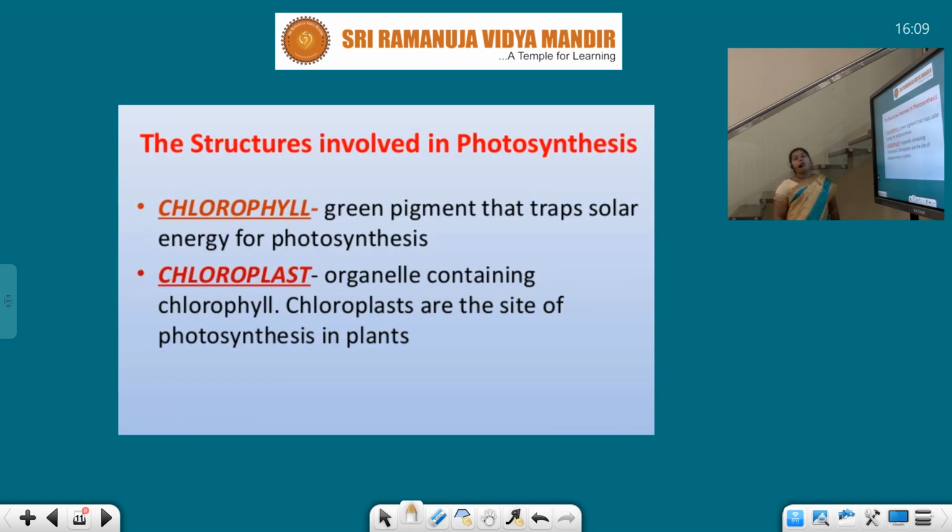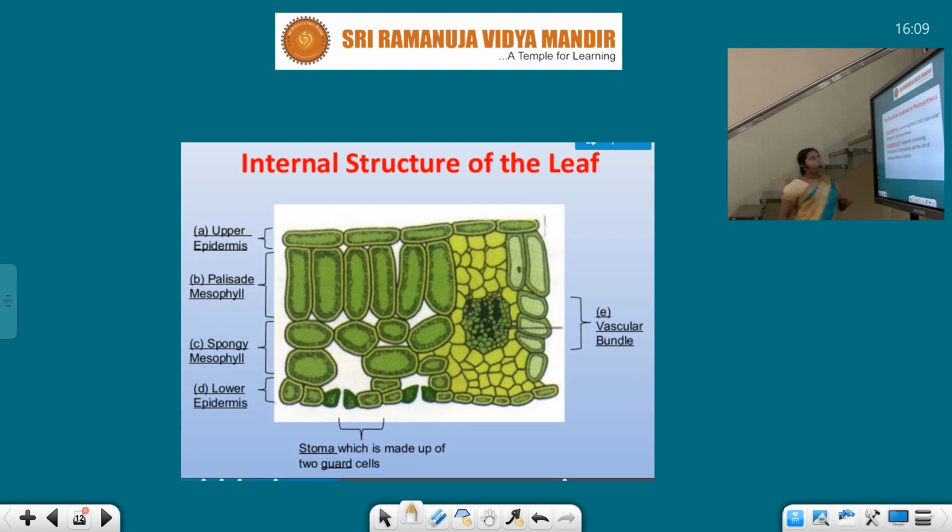Right, the structures involved in photosynthesis, let us discuss. Chlorophyll, a green color pigment that traps the solar energy for the process of photosynthesis. So, chloroplast is the organelle containing the chlorophyll. Next, let us see the internal structure of the leaf.